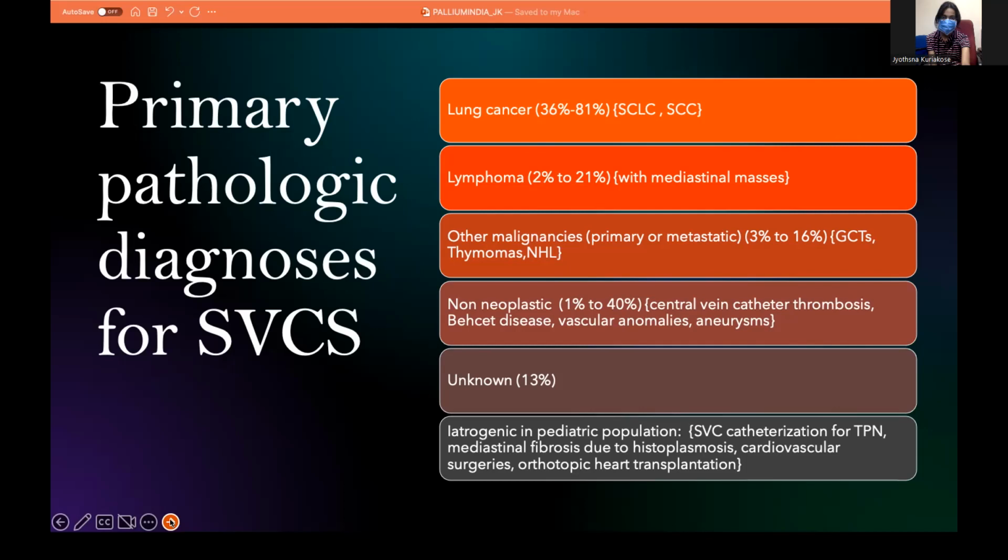And in some cases of metastatic breast cancers, they have reported the incidence of SVCO. Non-neoplastic causes: the most common cause in this category is central venous catheter thrombosis, again, other vascular anomalies and aneurysms, or even diseases such as Behçet disease. In the pediatric population, it is usually iatrogenic because of an SVC catheter for parenteral nutrition. Other conditions include, again, iatrogenic causes like post-cardiovascular surgery or an orthotopic heart transplant.